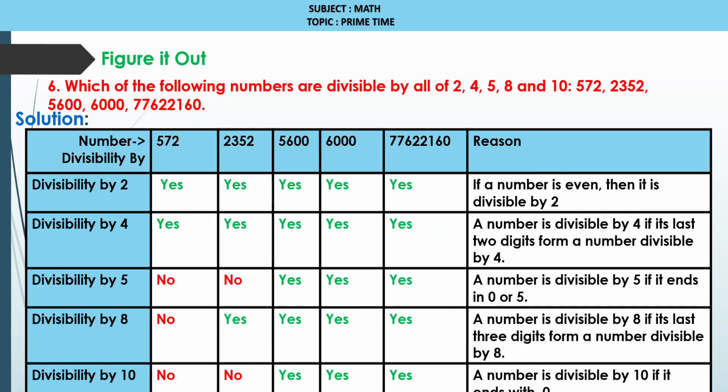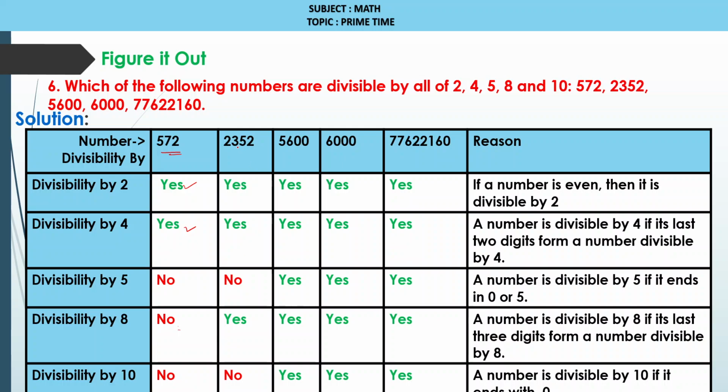First, we consider 572. Divisibility by 2: as this number ends with a 2, it is divisible by 2, and as the last 2 digits are divisible by 4, the number is divisible by 4. The last digit is not 0 or 5, therefore this number is not divisible by 5. As the last 3 digits are not divisible by 8, it is not divisible by 8. Similarly, as it does not end with a 0, it is not divisible by 10.